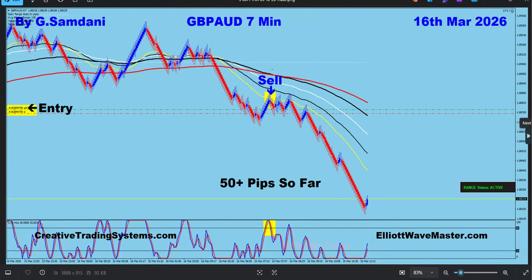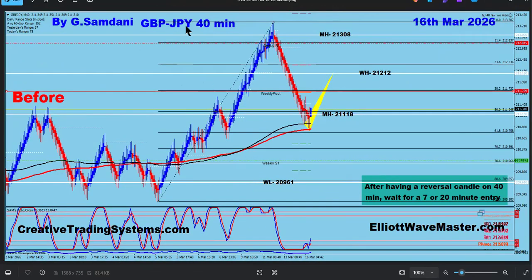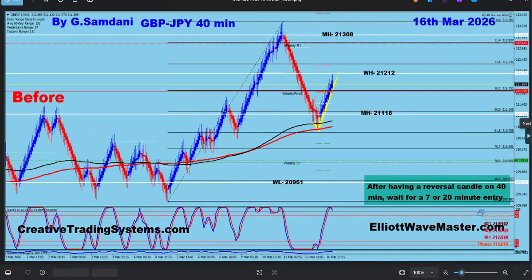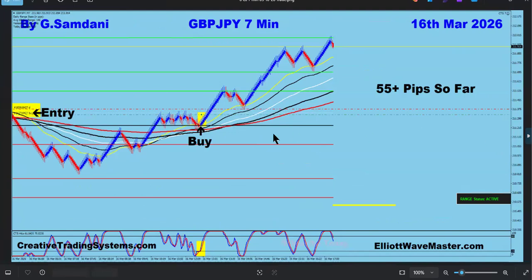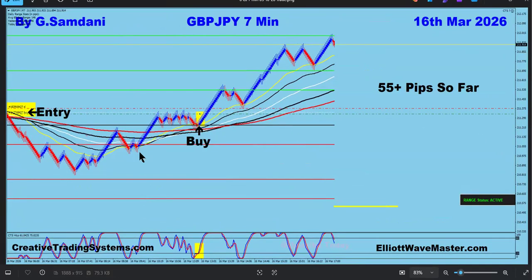Now, same way I had this chart, Pound Yen, that is going to go up from here to here early into the day. I had it bouncing from this area and going to 212, right? And what happened to this chart is this, and the trade is this. Same strategy, same system. The first one was Pound Aussie to the downside. This is Pound Yen to the upside.